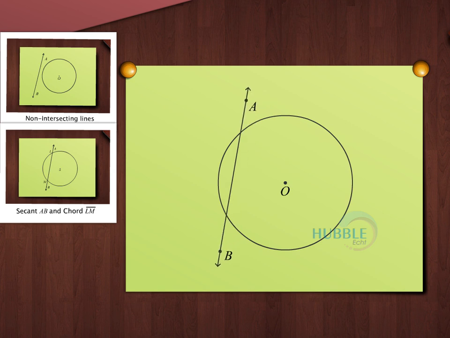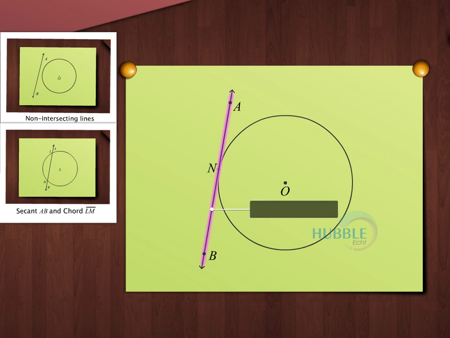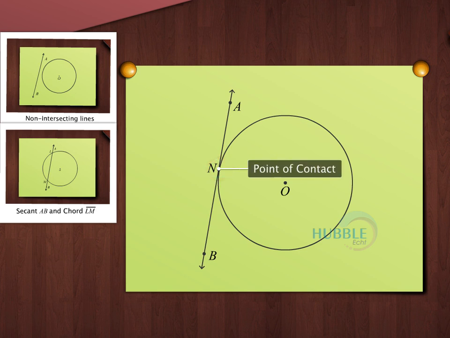Last case is when there is only 1 point in common between the line and the circle. A line that touches a circle at exactly 1 point is called a tangent line. The word tangent means touching. The point where the tangent touches the circle is called the point of contact. In this example, point N is the point of contact of the tangent line AB.